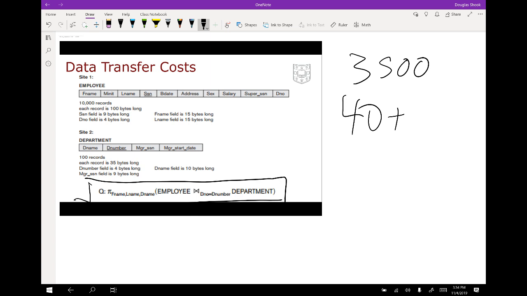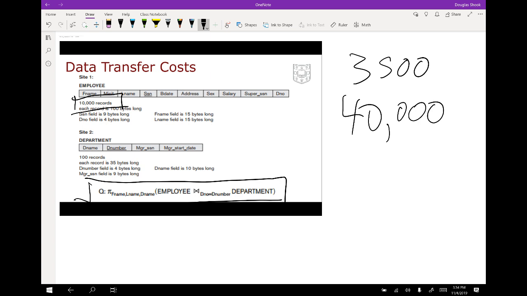So then how many rows would I expect if I join these two tables together? How many rows would I expect in the result? I'd have 10,000. I have one per employee. I expect every employee to have a department. I would expect 10,000 records in the result. So the size of the join data is going to be 40,000.